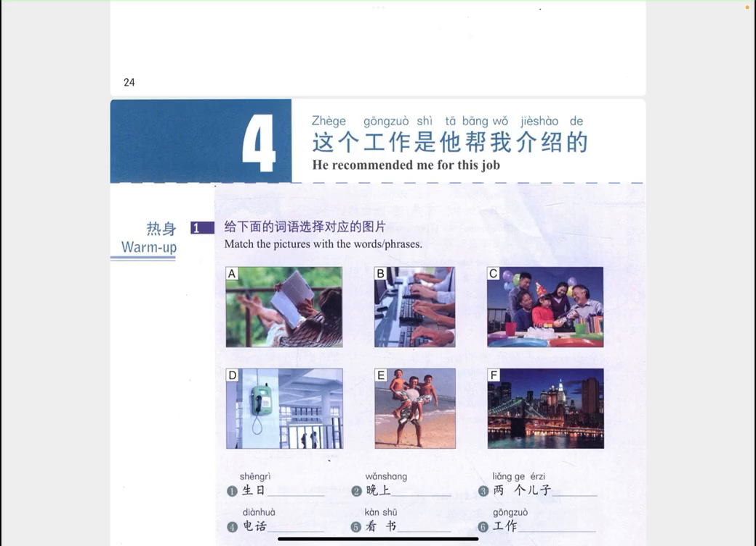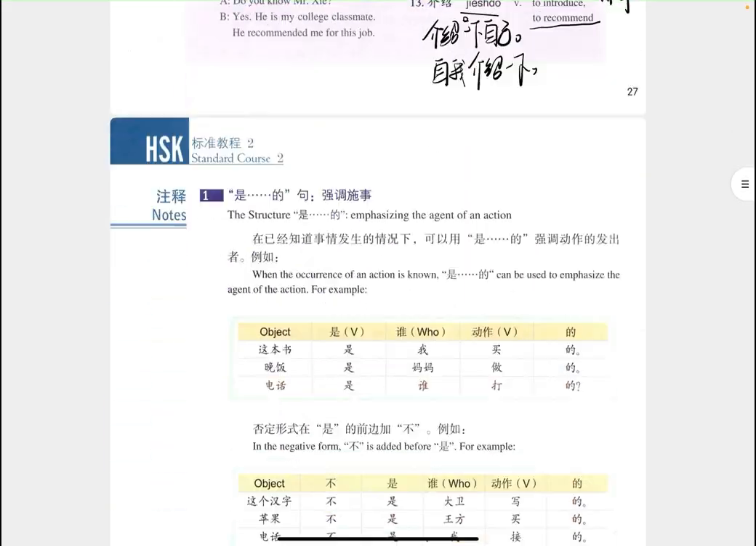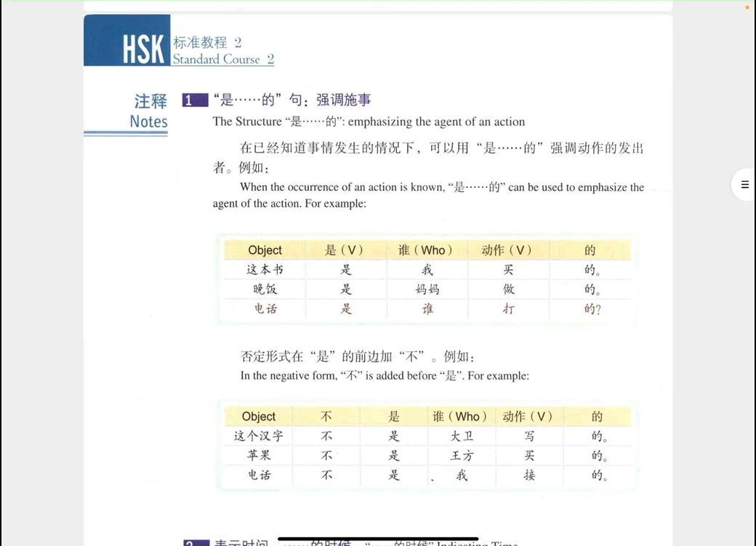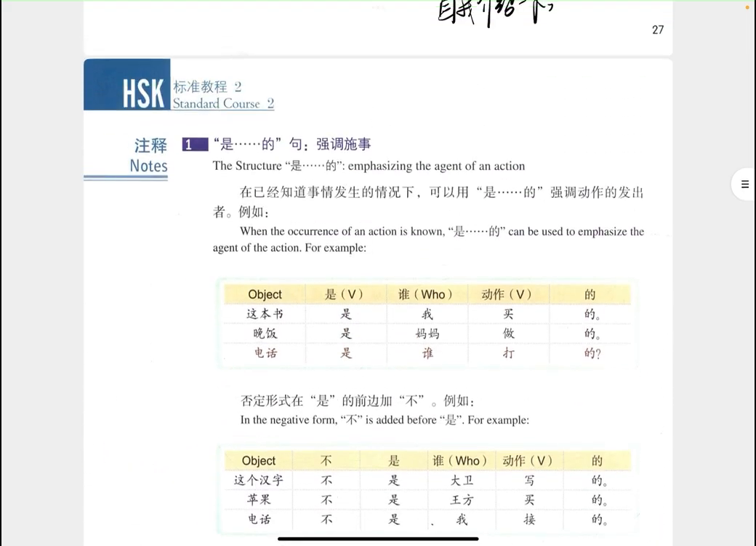这个工作是他帮我介绍的。Okay, first, let's look at the language point. So today we're going to learn these 3 language points. Let's see the first one. The first one is the structure 是.